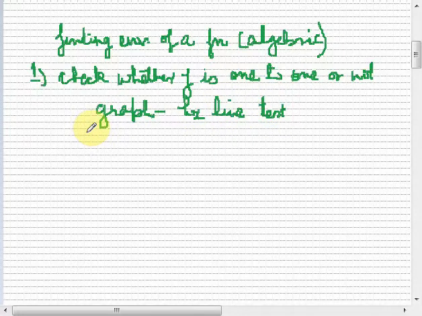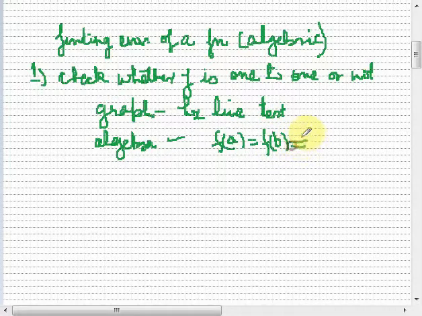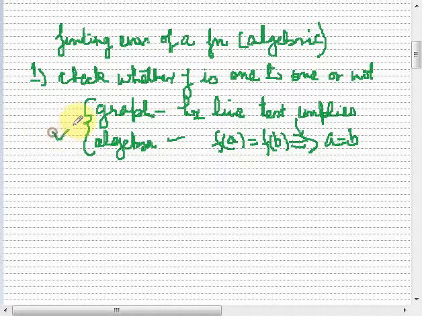If we take the algebra, I have already explained, then f(a) is equal to f(b) implies a is equal to b. This means implies. We have to perform these two tests on the function. If these two hold, then we can proceed to finding the inverse of a function.